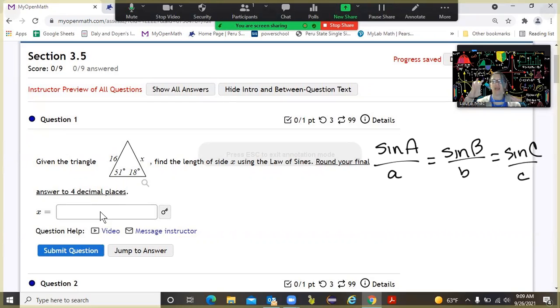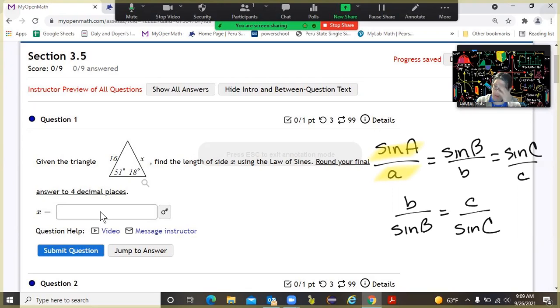Notice that these are ratios, so you could also write them as, for example, b is to the sine of b as c is to the sine of c. You can set up all of these equations, and all you need in order to do it is a pair. If you have an angle and a side across from it, then you are able to use the law of sines. So let's look at an example of that.